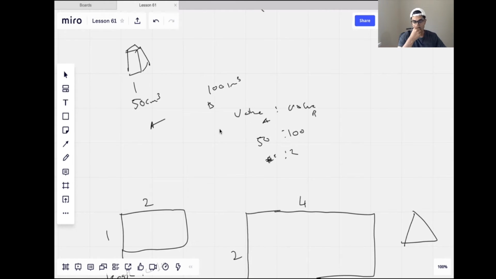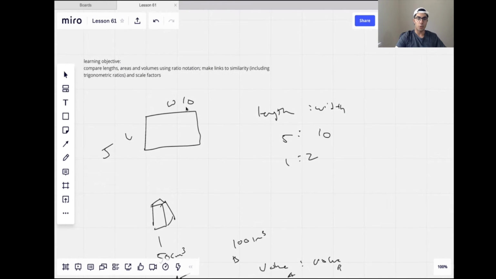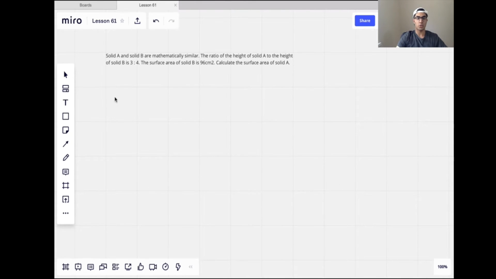So knowing that, that's what mathematical similarity is, and there's an interesting property that comes with it. We can see it in questions like this. Solid A and B are mathematically similar. The ratio of the height of solid A to the height of solid B is 3 to 4, and the surface area of solid B is 96 centimeters squared. Calculate the surface area of solid A.